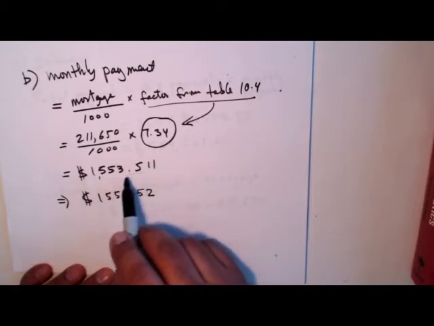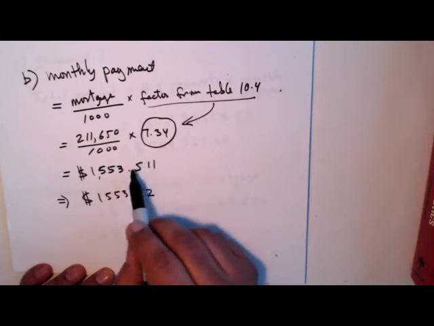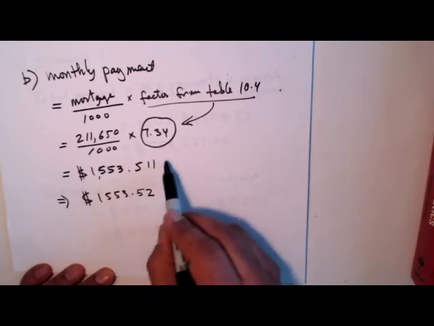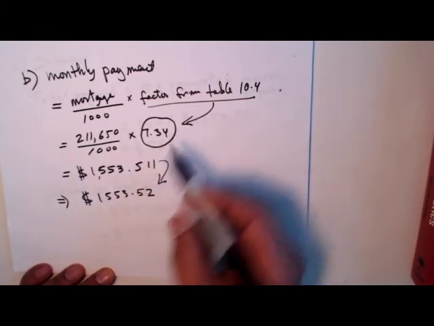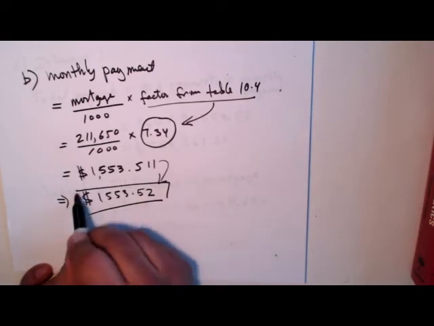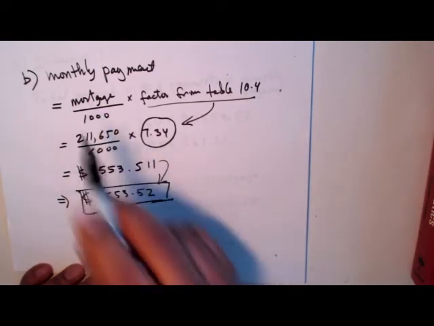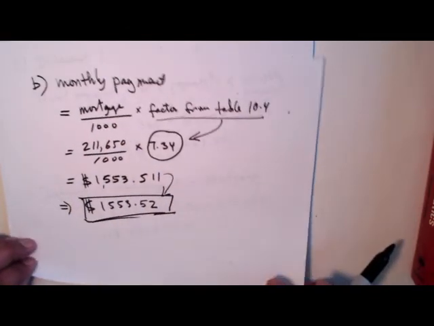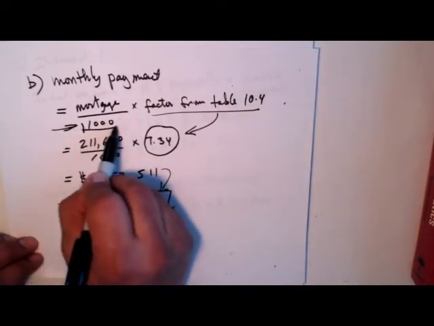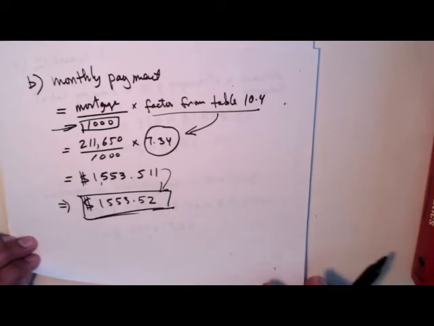1,553 with 50.511. So you round it off in terms of cents. Like I said, the banks most likely will round it off higher. So basically, this will be your monthly payment. And that's the way you calculate the monthly payment. Remember, this is crucial here: you have to divide by $1,000.